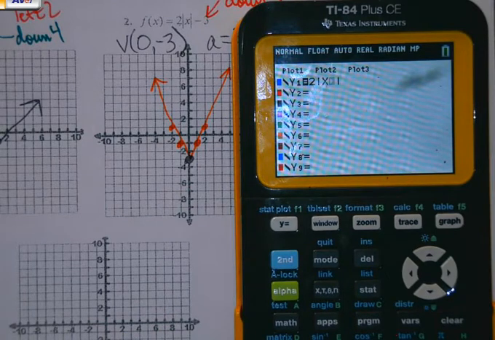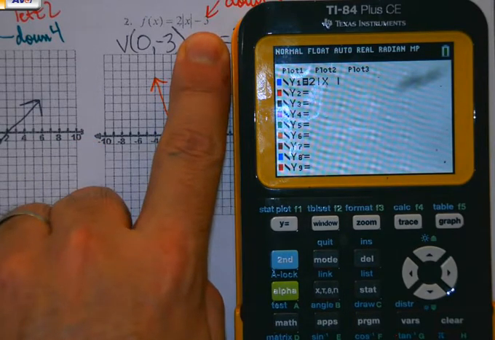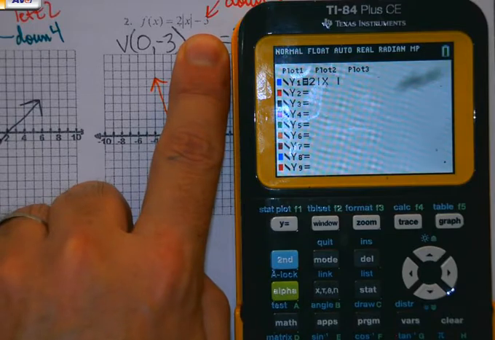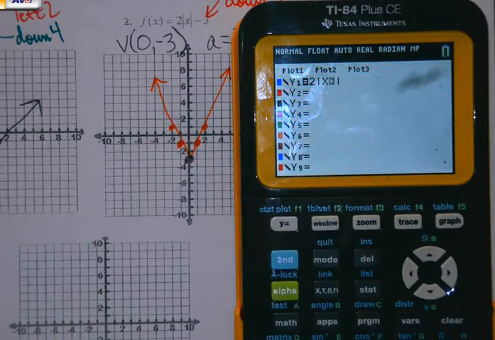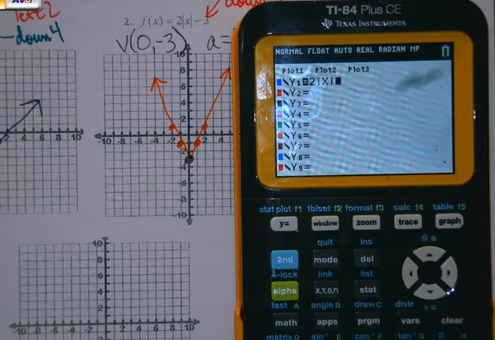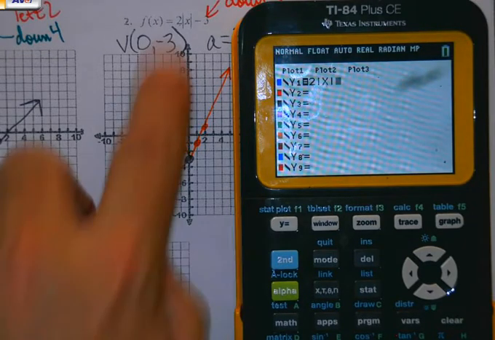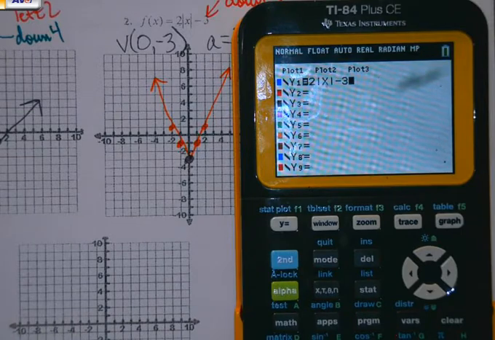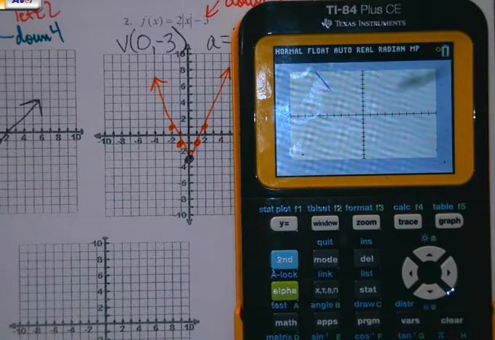Now notice, the minus 3 is outside. If I just write minus 3 right now, it's going to stay in. I see that flashing arrow to the right. So if I go to the right, notice, it closes my absolute value. And now I can put my minus 3. So I can look at the graph if I want to. It looks a lot like the one I have.